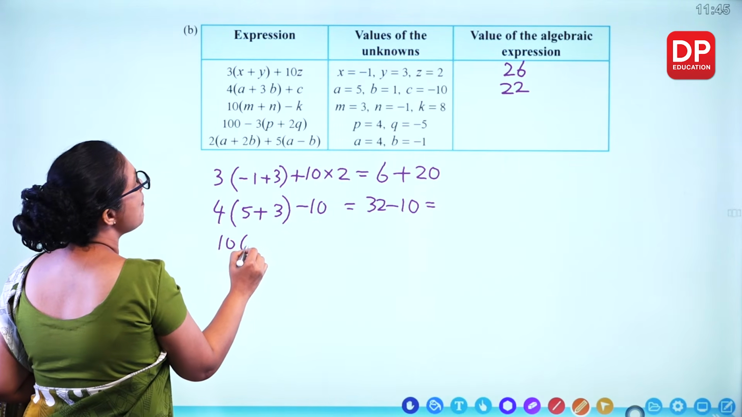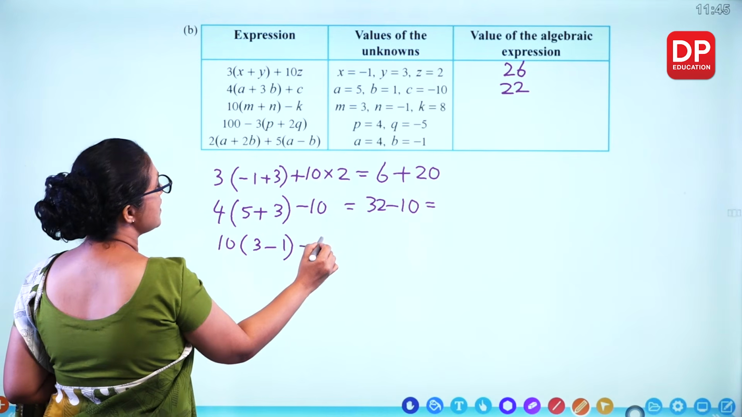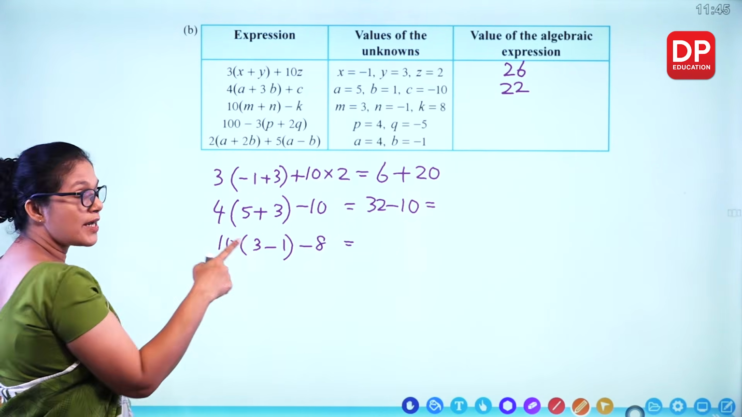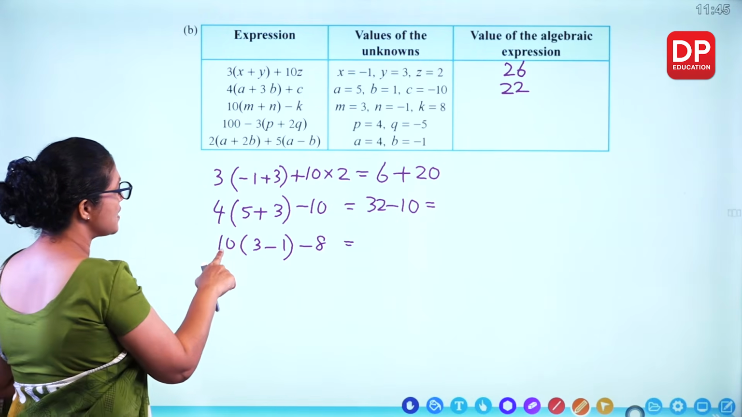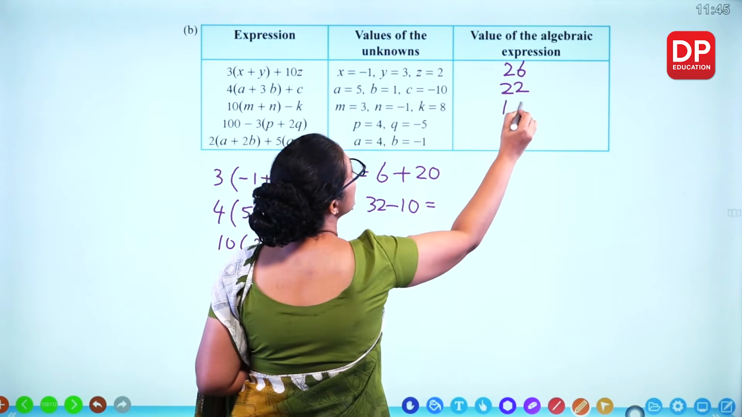10, m plus n. So 3 minus 1 minus 8. k is 8. Next one. 3 minus 1 is 2. 2 times 10, 20. 20 minus 8, 12.